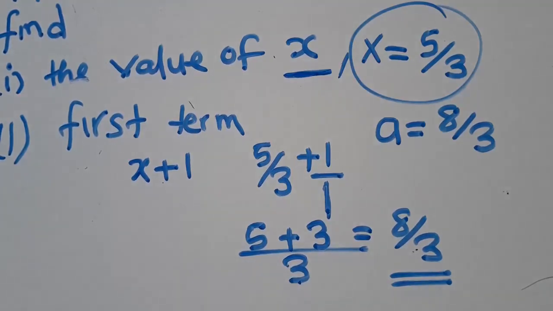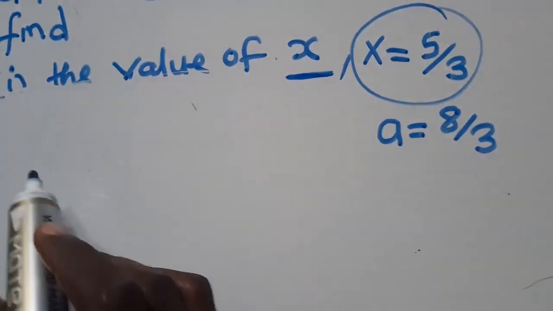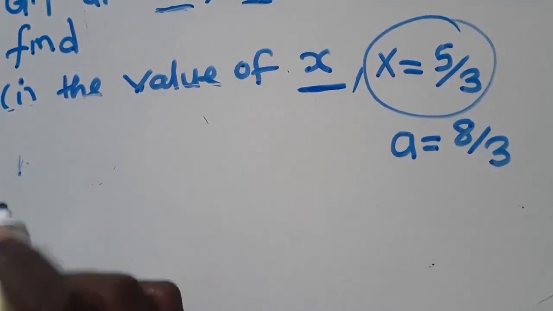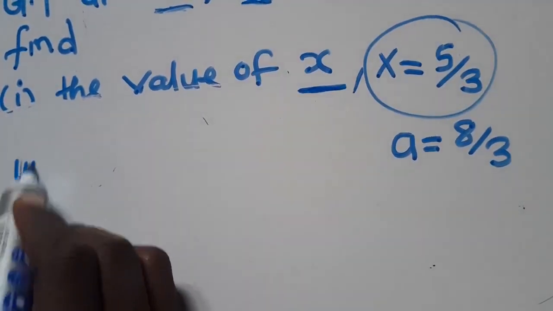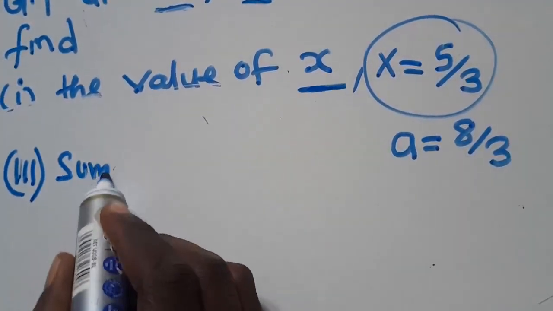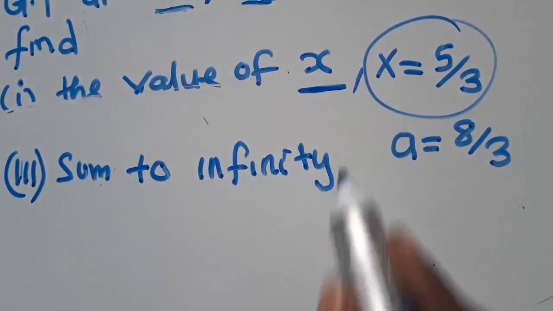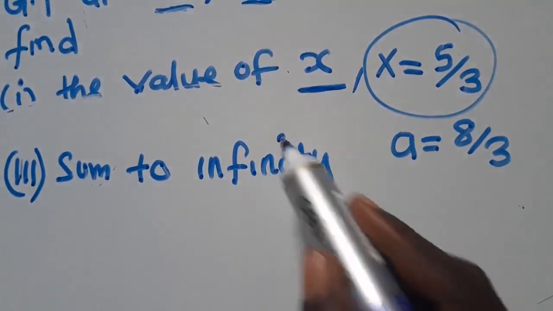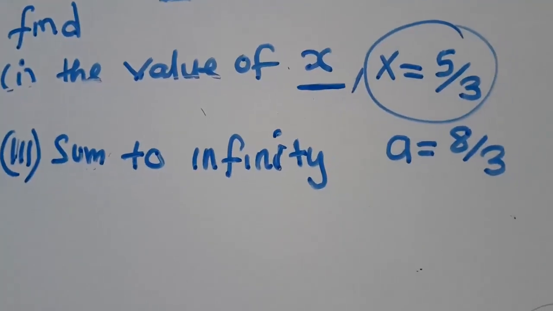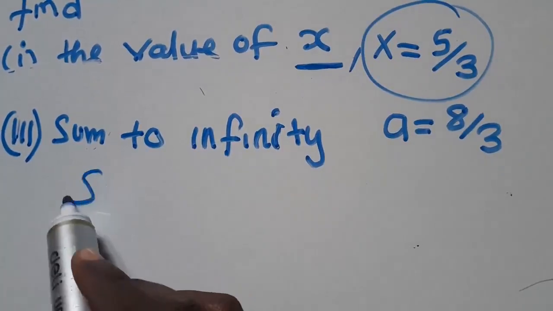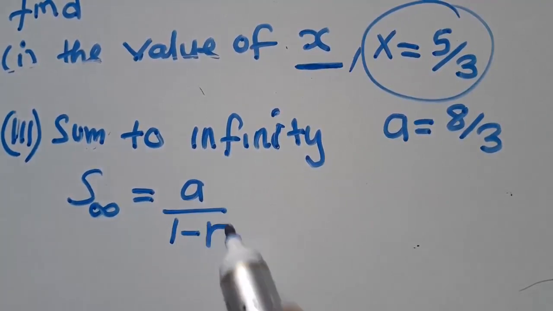We move to the other question, question number 3. Question number 3 is where you are told to find sum to infinity. How do we find sum to infinity? You know that the formula is this formula. Sum to infinity is equal to first term over 1 minus the common ratio.